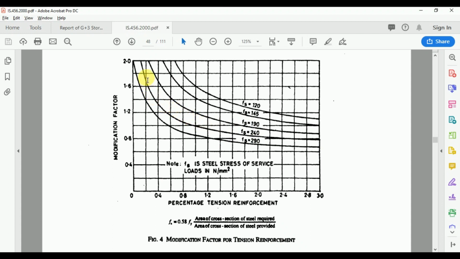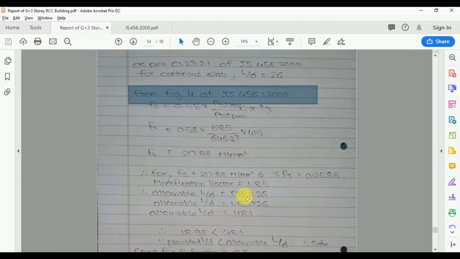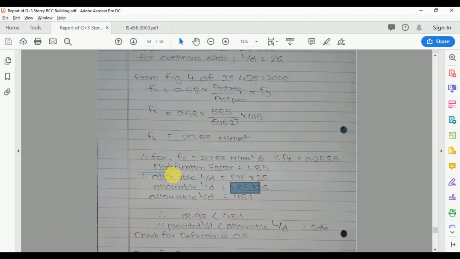Here you can see, for the value of 0.2585 which is here, with respect to this curve which intersects somewhere here, if we go to the left side, we get the value as 1.85 because here it is 1.6, here it is 1.8 and here it is 2. So here it somewhat intersects. So we consider the value of modification factor on this axis as 1.85. So here as per Figure 4 of IS 456-2000, as per our case, we got the modification factor value as 1.85. So now we need to calculate the allowable L by D.